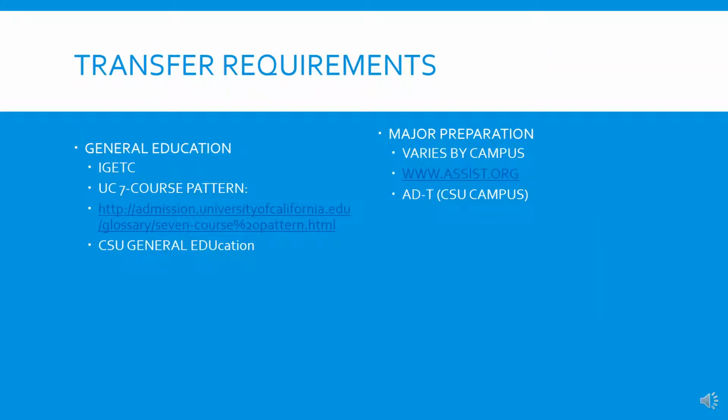There are different types of general education that you can complete depending on the campus. And in my next presentation, you'll have an opportunity to dive more into these areas. But I'd like to note that general education does vary by the campus you are planning to apply to. Major preparation for the public universities is going to be found on assist.org.